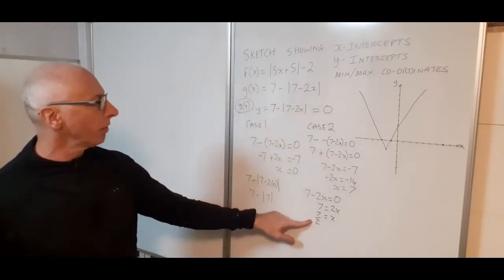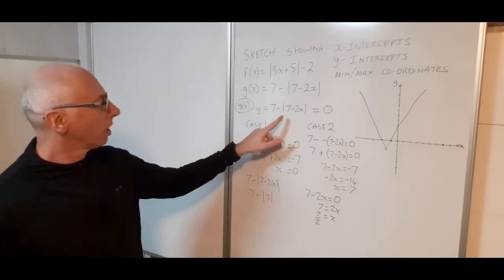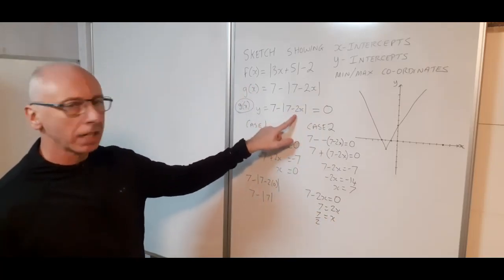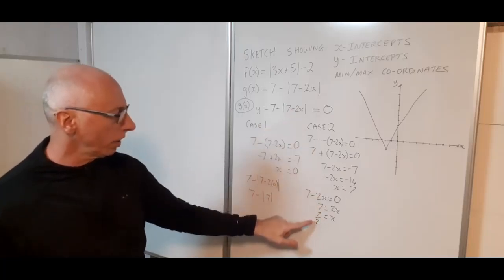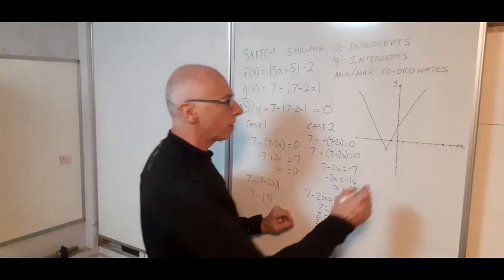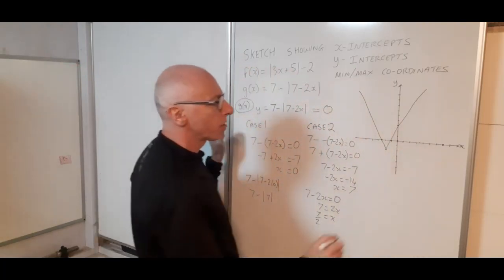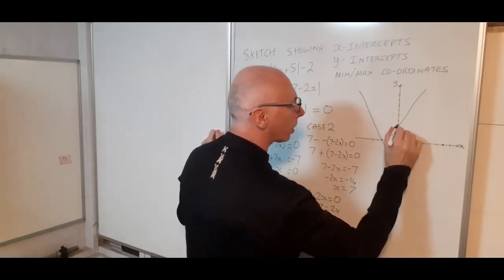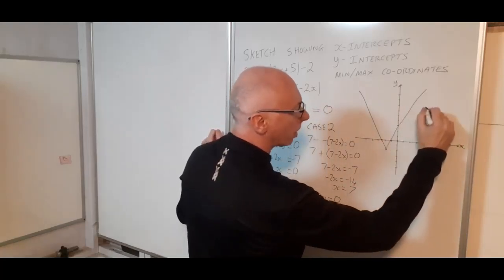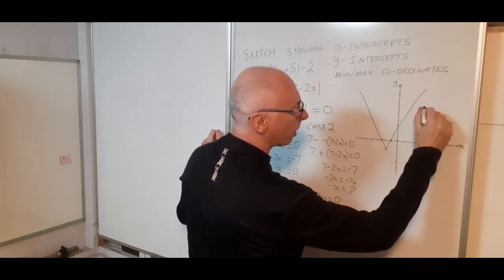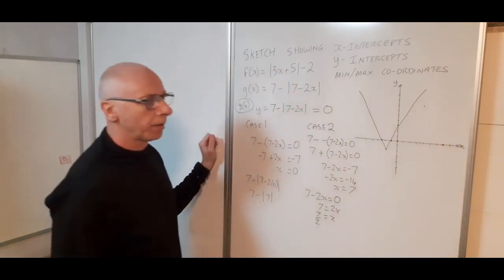So at x equals 7 over 2, that becomes 0. So then we have 7 minus 0, that gives us 7 for our y coordinate at this point. So x is 7 over 2, 1, 2, 3, that's 7 over 2, and y is 7. So 1, 2, 3, 4, 5, 6, 7. So that's going to be somewhere around about there.